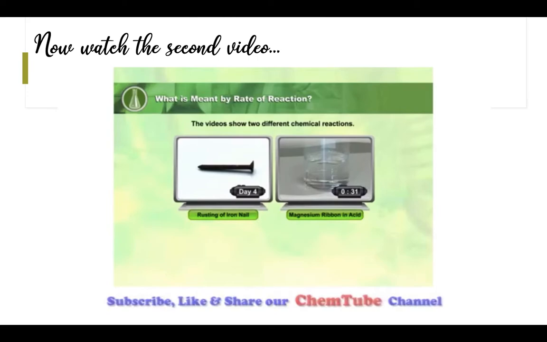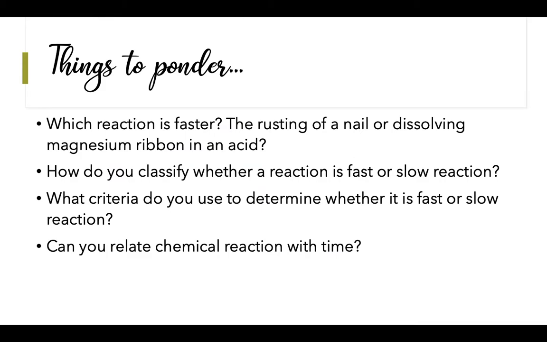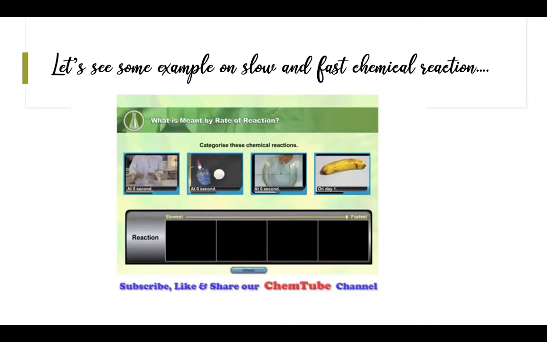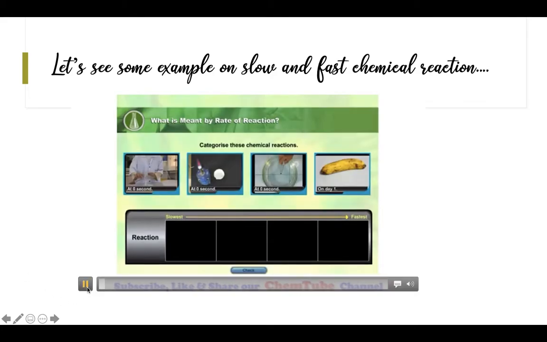Okay, so I have several things for you to ponder here. Which reaction is faster? Is it the rusting of a nail or dissolving magnesium ribbon in an acid? How do you classify whether the reaction is a fast or a slow reaction? What criteria do you use? And last, can you relate chemical reaction with time? Now let us see some examples of slow and fast chemical reactions. There are 4 videos for different chemical reactions. After all these reactions have completed, it will show the time taken, and then we can categorize them from slowest reaction to fastest reaction based on the time taken. Categorize these chemical reactions.